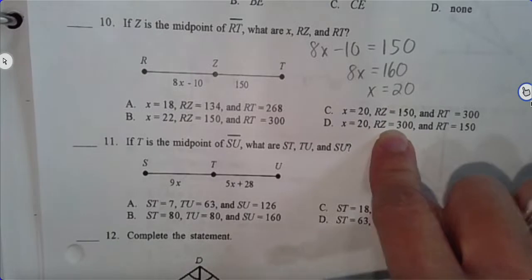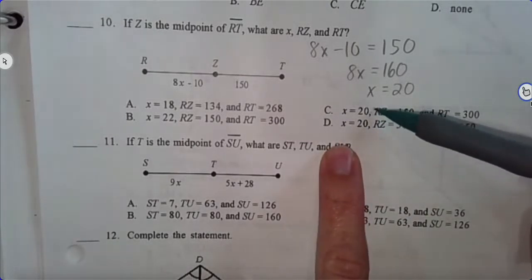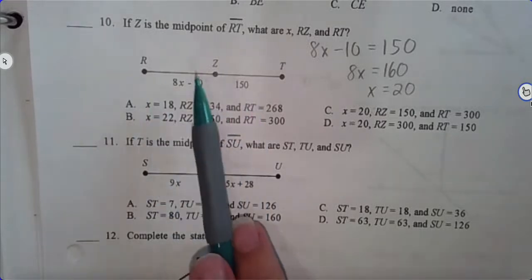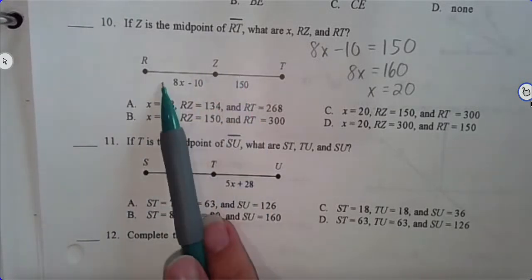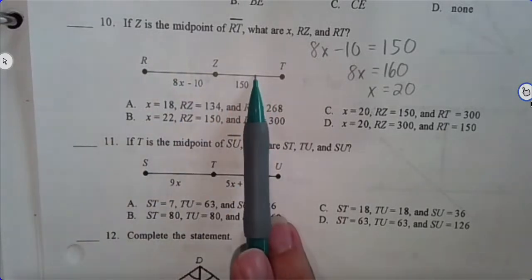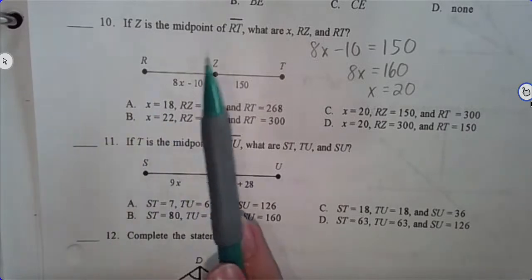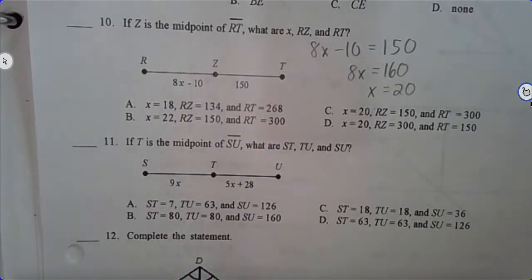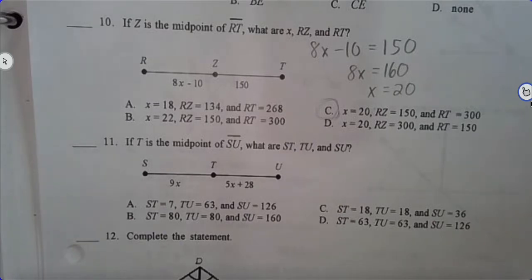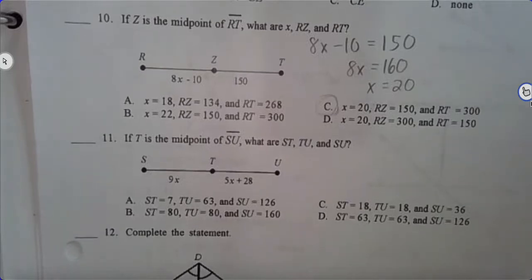Now notice that there's 2 answer choices that it could be. But look, if this one's 150, it wanted to know RZ. So what is RZ going to be? 150. Remember, they're equal. And then it wanted to know R to T, the whole thing. What is that one? 300. So your answer is C. So make sure you read what it's asking for: X, a piece of it, or the whole thing. Do we get that? Kind of? Okay.